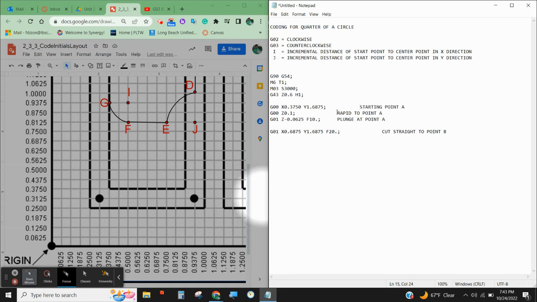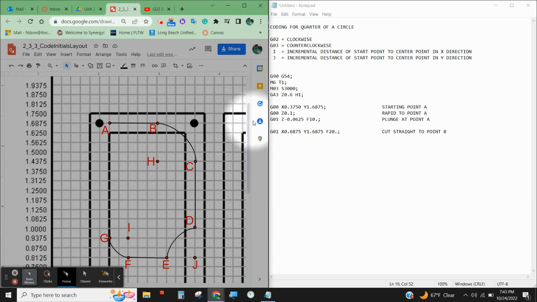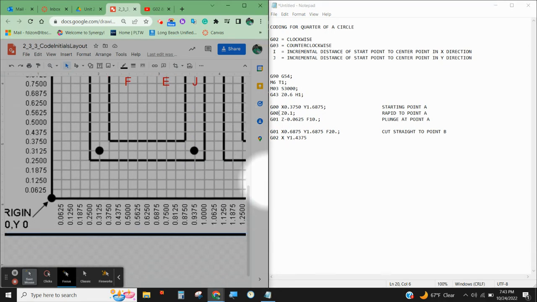I'm going to move my comments two more tabs. And now this is where G02 comes in, from B to C. So here we're going to plug in G02. Now we're going to state the ending point, which is C. So the X and Y are for C. For C, the Y is 1.4375, and then the X is down 0.9375.